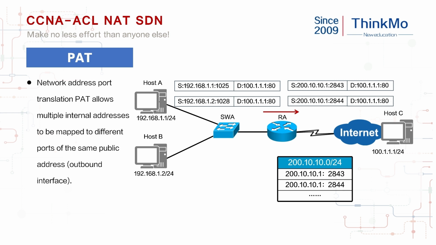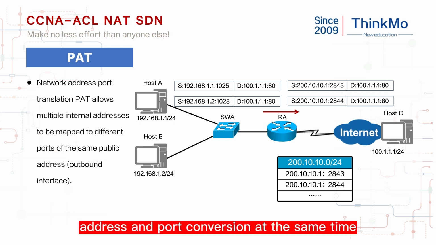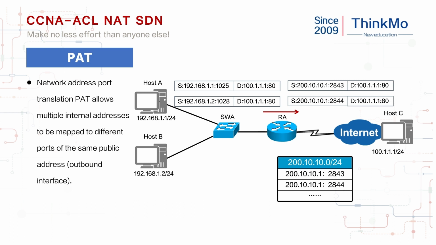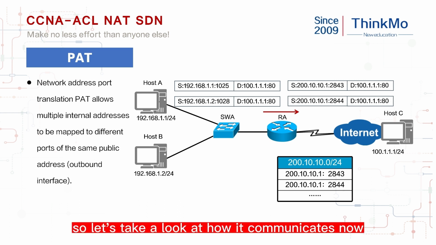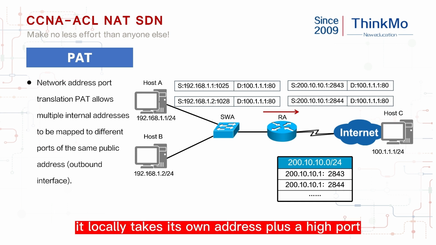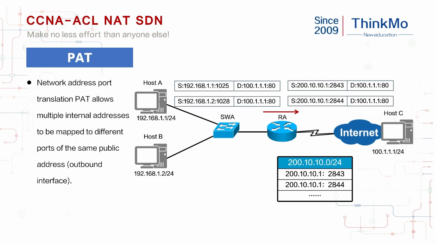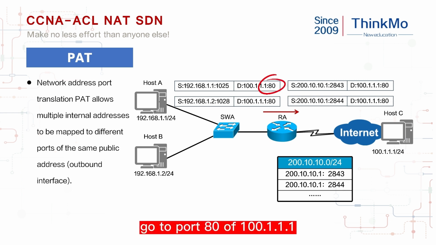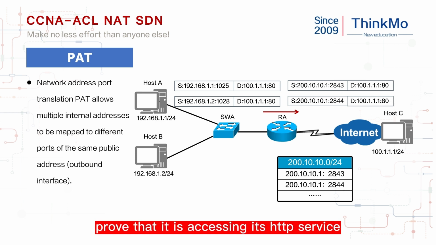In fact, this is the way. Multiple hosts, address and port conversion at the same time. So let's take a look at how it communicates now. Internal host A is 1.1. When it visits host C in the future, it will have a local random high port, greater than 1024. It locally takes its own address plus a high port, going to port 80 of 100.1.1.1. That proves it is accessing its HTTP service.